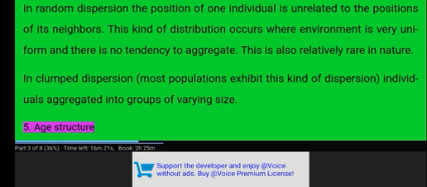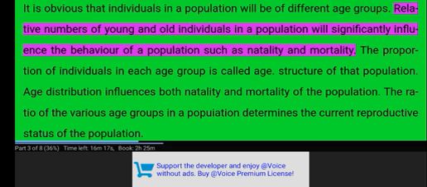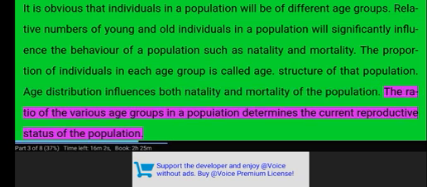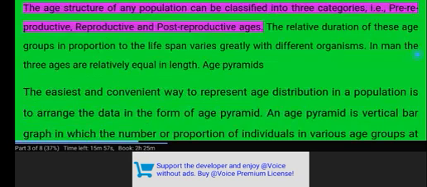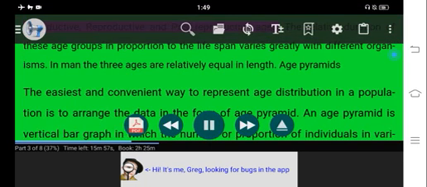5. Age structure. It is obvious that individuals in a population will be of different age groups. Relative numbers of young and old individuals in a population will significantly influence the behavior of a population, such as natality and mortality. The proportion of individuals in each age group is called the age structure of that population. Age distribution influences both natality and mortality of the population. The ratio of the various age groups in a population determines the current reproductive status of the population. The age structure of any population can be classified into three categories, i.e., pre-reproductive, reproductive and post-reproductive ages.